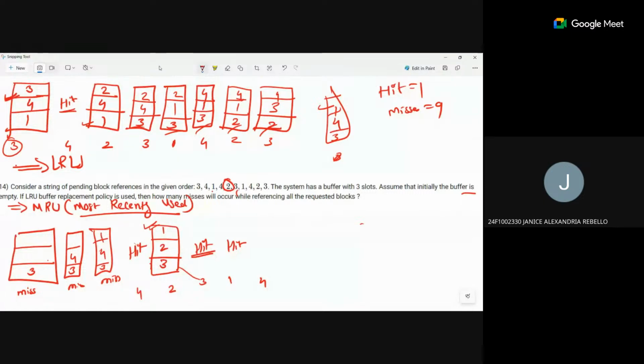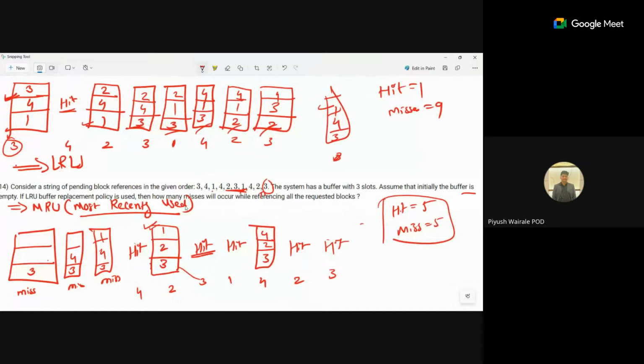Out of 1, 2, 3, which one is most recently used? 1. So we are going to remove 1. Instead of 1, that will be 4. Now what about 2? It's a hit. A hit is also considered recently used. What about this 3? Hit, 3 is already present. So how many hits do we have? 1, 2, 3, 4, 5. So we have 5 hits and 5 misses. That will be the answer in this case.